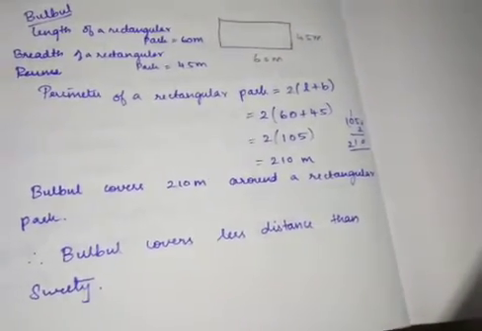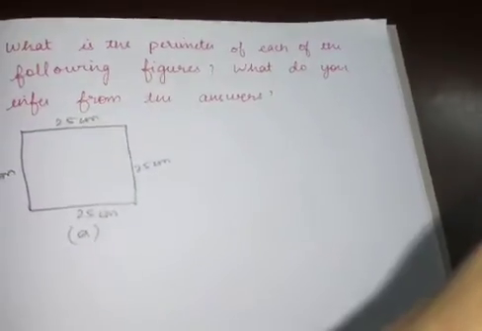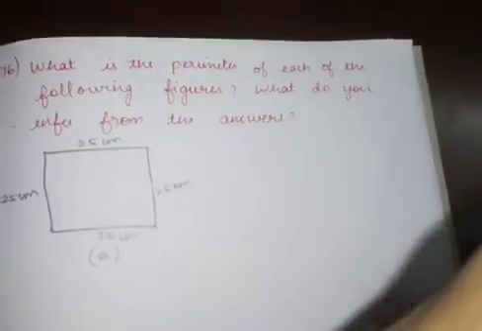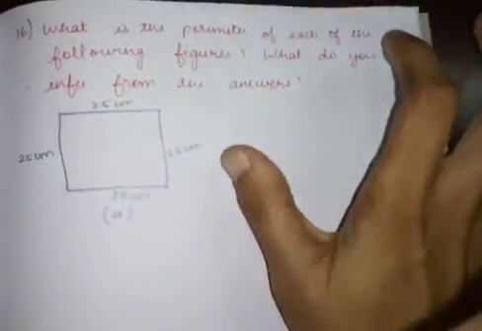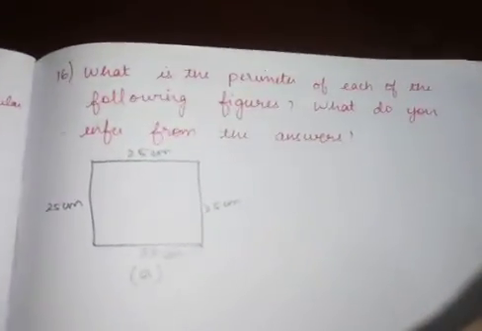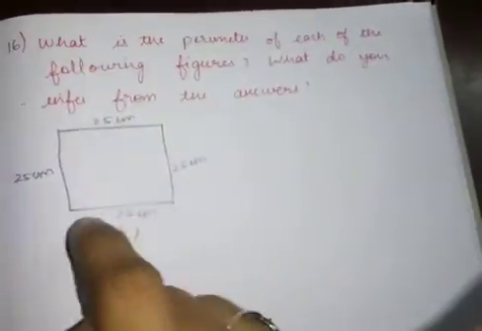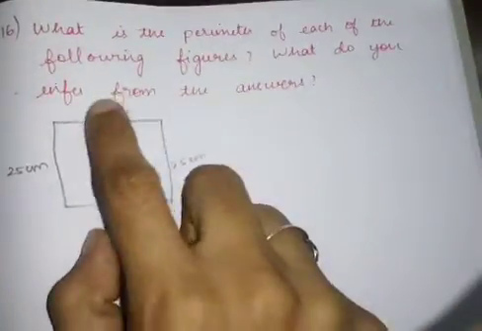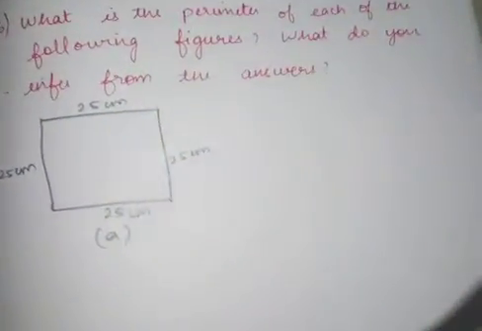Understood? 16th problem. What is the perimeter of each of the following figures? What do you infer from the answers? So after finding all the perimeters, we should find what you understood from these answers. Okay. So what is the first question? This is one square. How are we saying it is a square? Because all sides are same. 25, 25, 25, 25. So it is same. Right.